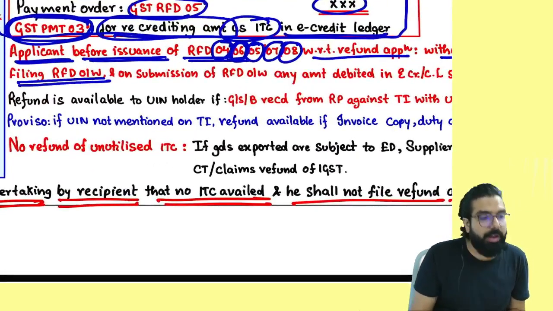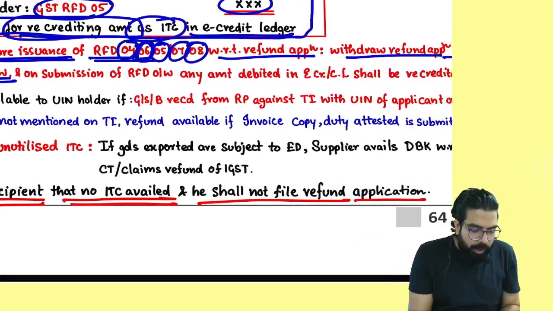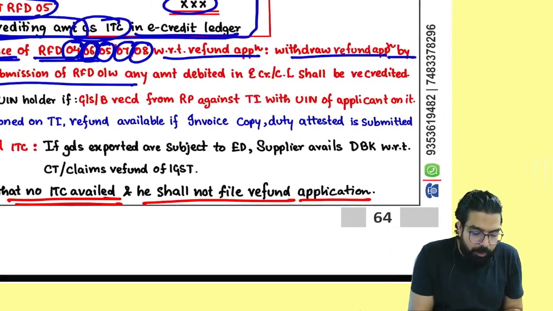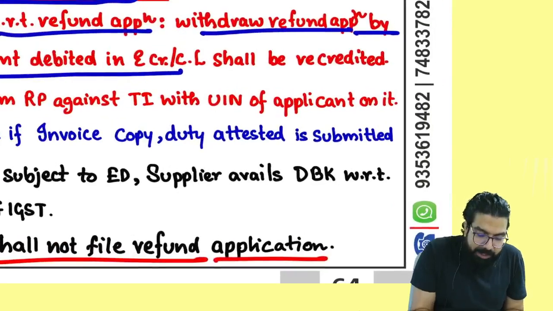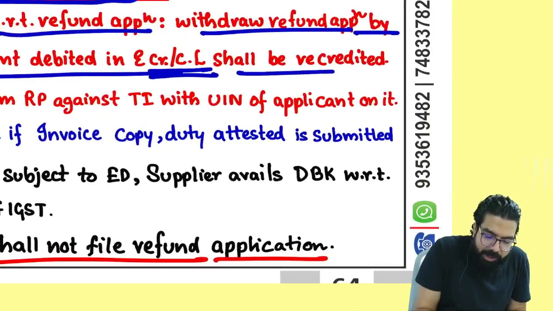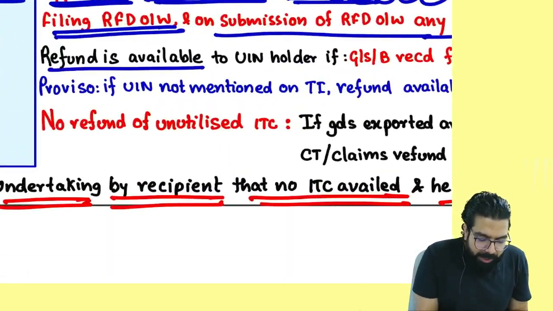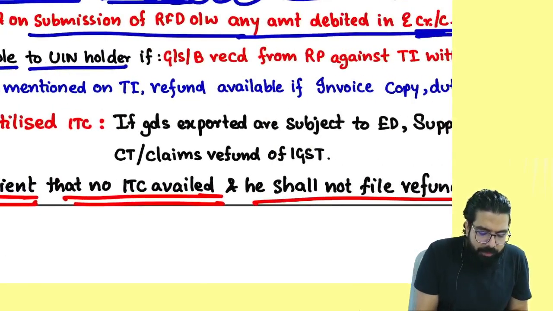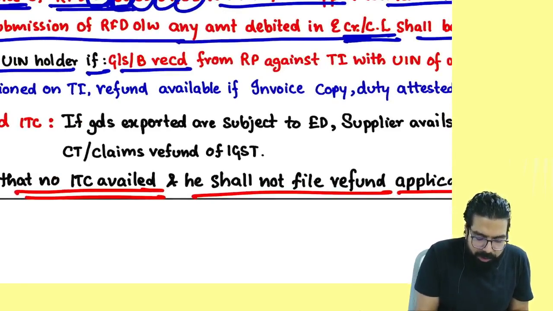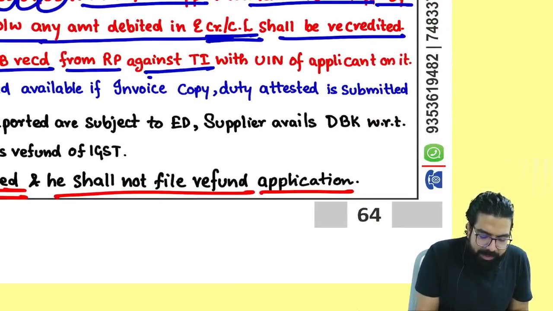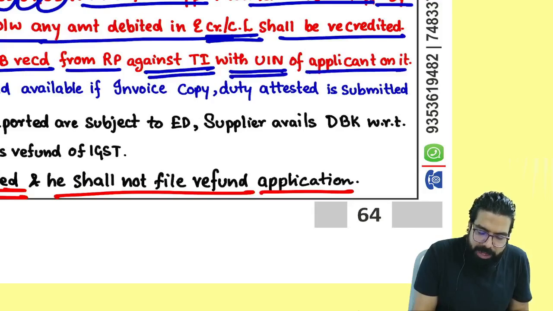in RFD 01W. On submission of the RFD 01W, any amount which was debited in your e-cash ledger or e-credit ledger shall be recredited. Sir, refund is available to a UIN holder if goods, services or both are received from a registered person against a tax invoice with the UIN of the applicant on it.